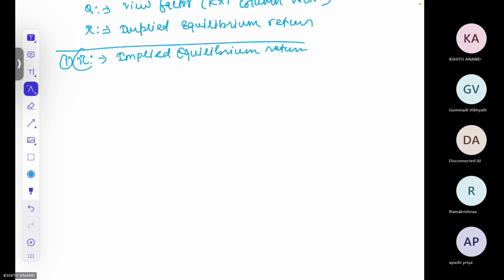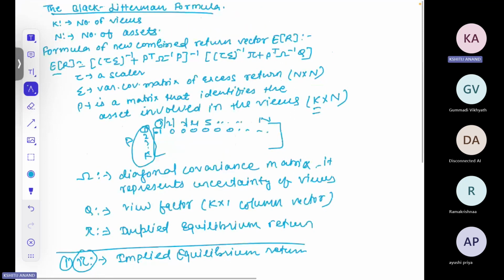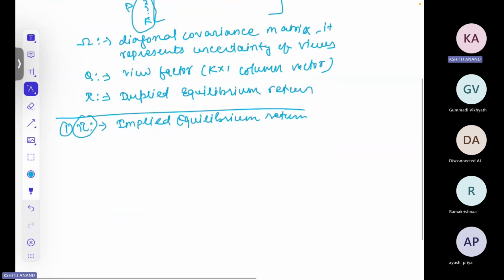Okay. Now, what is implied equilibrium return? So this is the input basically to the Black-Litterman model. This is the return that is existing in the market, and then you will add your view into it, and then you will get a new return vector that is basically this ER. Okay. So what is pi? Pi is the implied equilibrium return. So what is the current equilibrium return in the market?